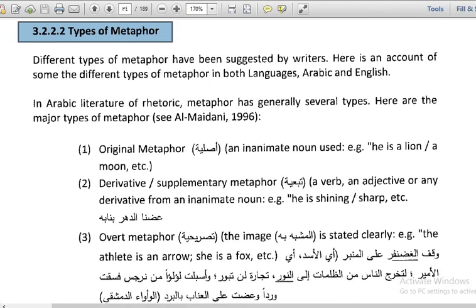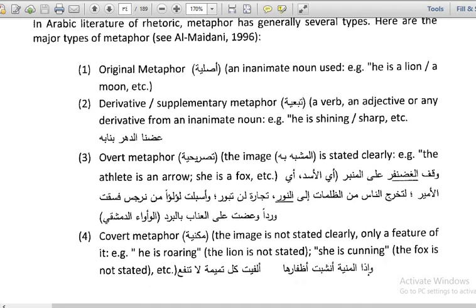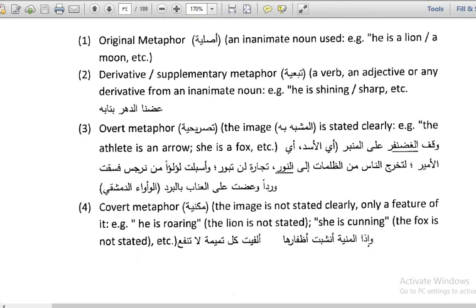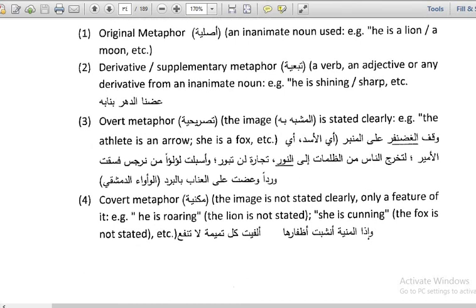Number 1, original metaphor. An inanimate noun used. He is a lion. She is a moon. Original metaphor. Number 2, derivative or supplementary metaphor. A verb, an adjective, or any derivative from a noun. He is shining, sharp. Or عضنا الدهر بنابه.